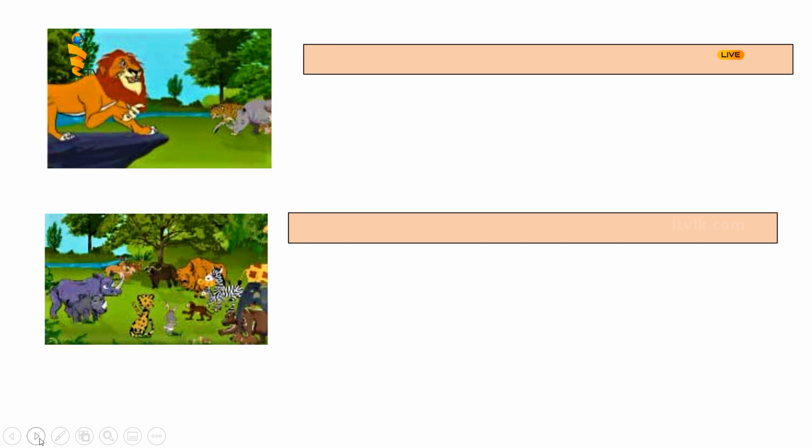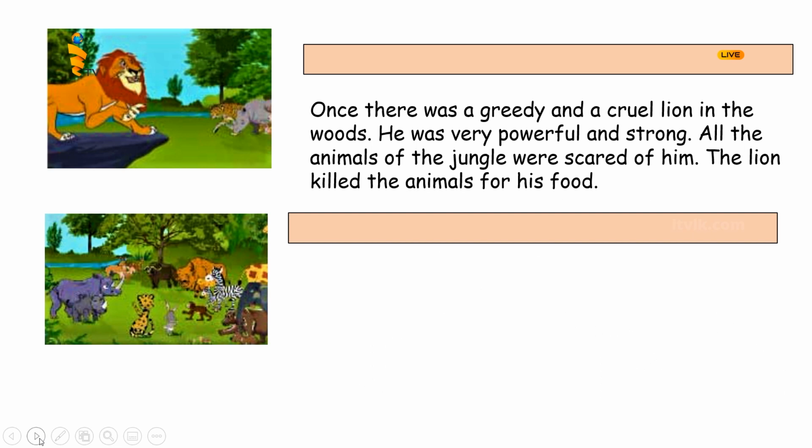Look at the next picture. So, what can you see? All the animals are having a meeting. There may be a problem to be discussed. So, even the lion is there. So, can you give some words and phrases related to this picture? All right. So, this is the beginning of my story.